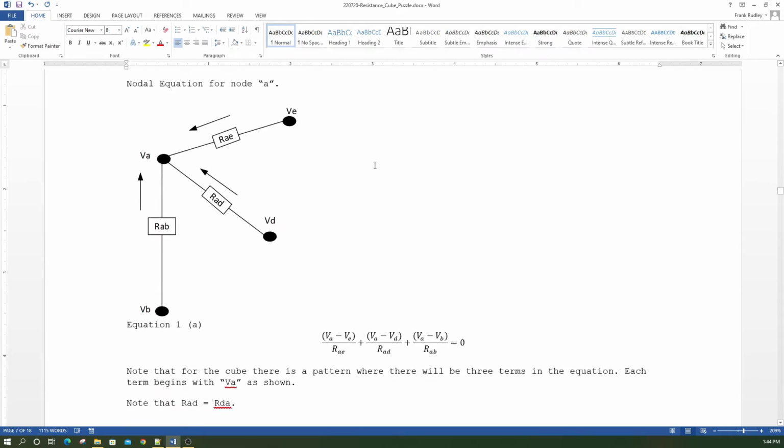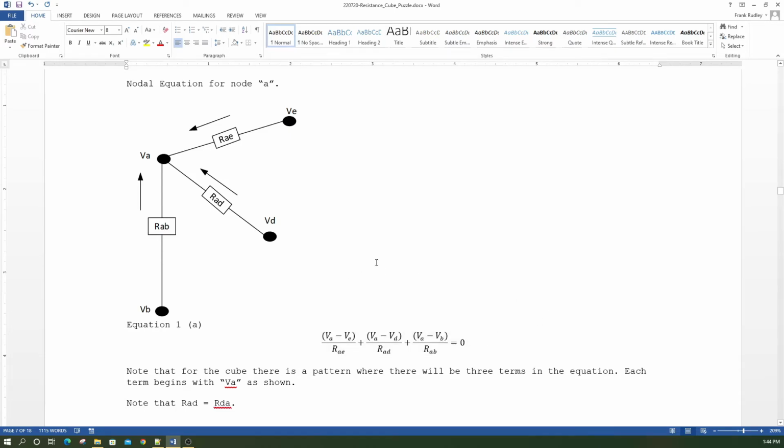writing the equation for node A. We'll call this node A. Like I said, we assume that all the currents are going into the node. This current here is coming from node B, this current here is coming from node E, and this current here is coming from node D. These equations have a form to them that makes it easy to write. This is the nodal equation here.